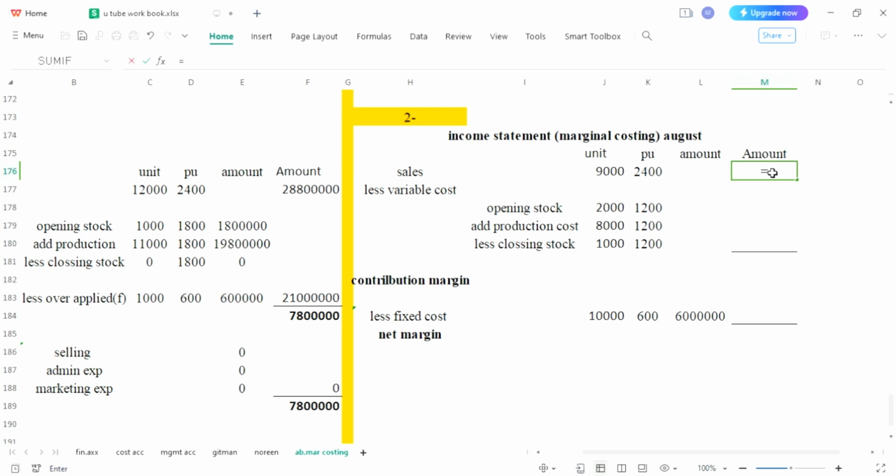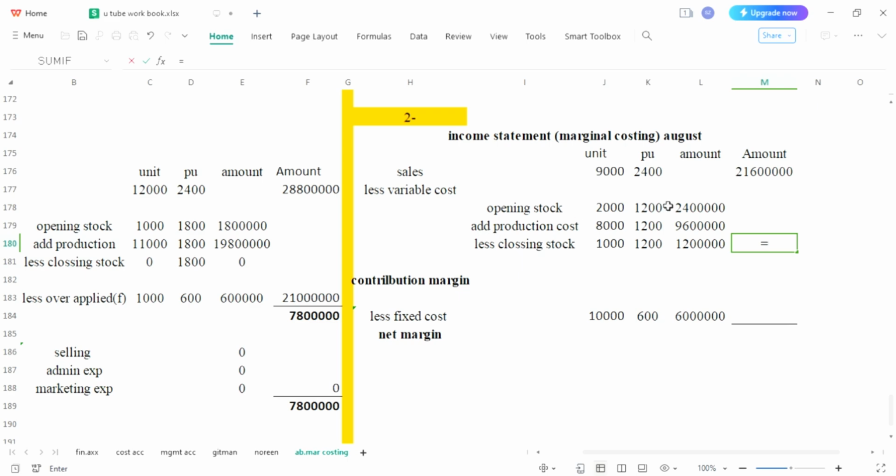Okay, for amount of sales we will go to units and will multiply with per unit 2400. Amount of sale is calculated 2160. We will come to the inner column and will calculate opening stock number of unit 2000 and will multiply per unit 1200. And next is production cost number of unit 8000 and it would be multiplied by per unit 1200. Now closing stock number of unit 1000 and will be multiplied by per unit 1200. All amounts are calculated. We are now ready to calculate total variable cost and we will follow these signs.